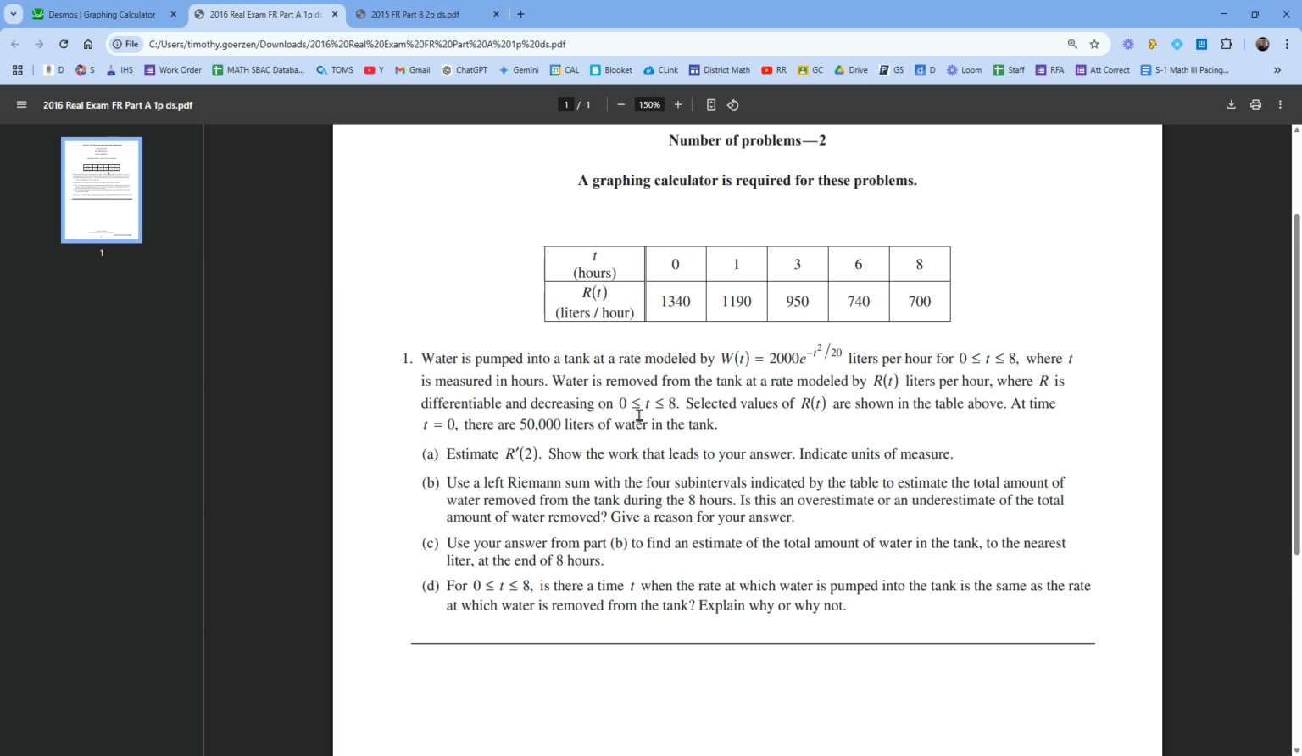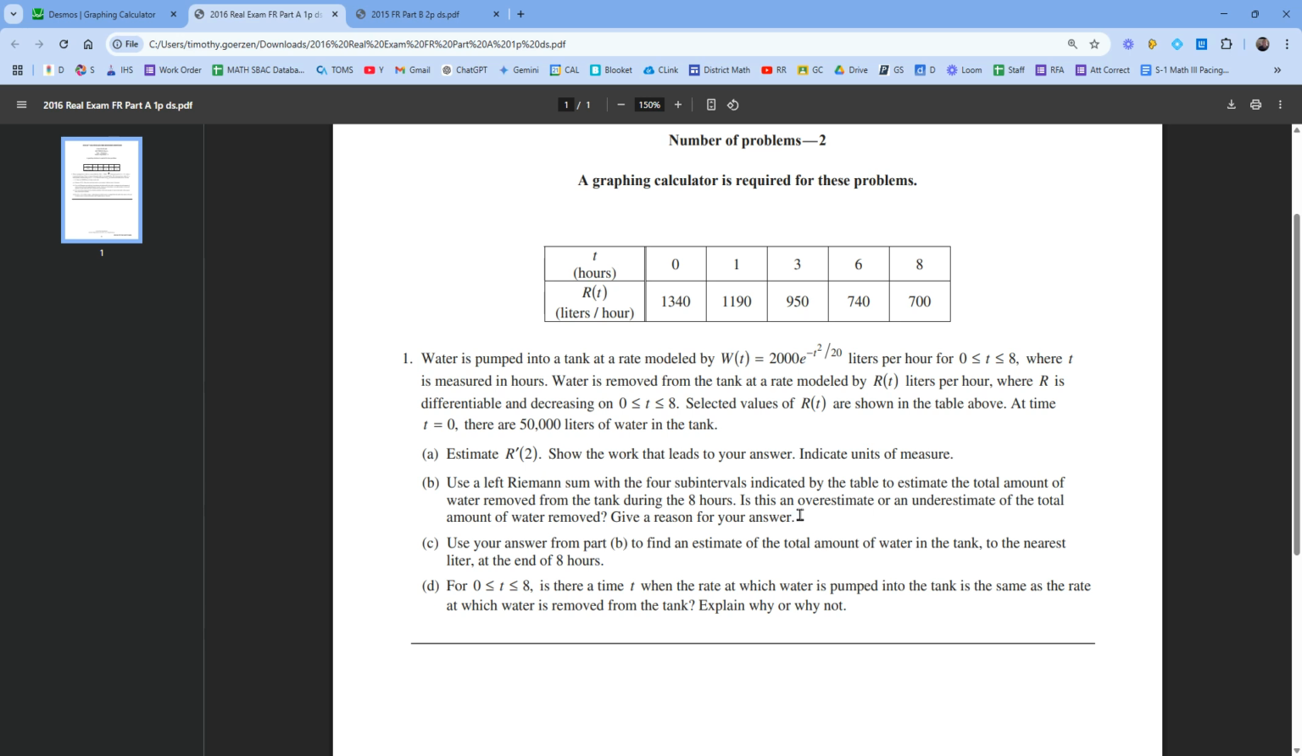Then, after we write down what we're doing, what is a left Riemann sum? How does that work? So these are rectangles. The t, or the x coordinate here, is my width. So from 0 to 1, the width is 1. And then the left height, so I use 1,340, plus the next width from 1 to 3 is 2, and the left height is 1,190. And then I'm going to follow that pattern, and I'll show you my work. 3 to 6 is 3, and the left height is 950. One more time. 6 to 8 is 2, and then the left height is 740. Don't even simplify it, and at the end I'll include the units if needed.